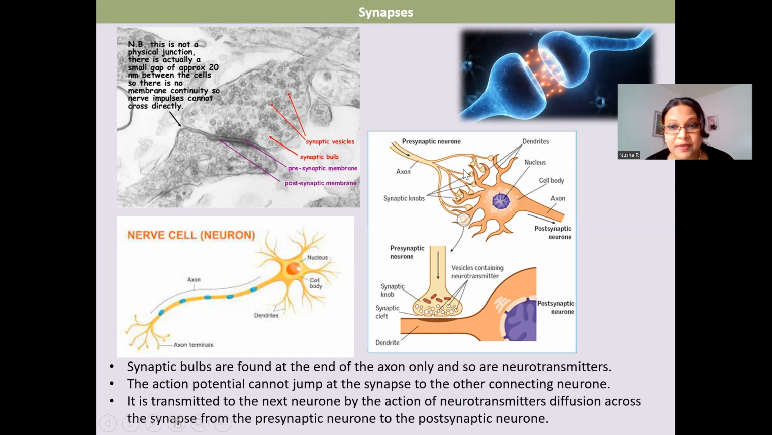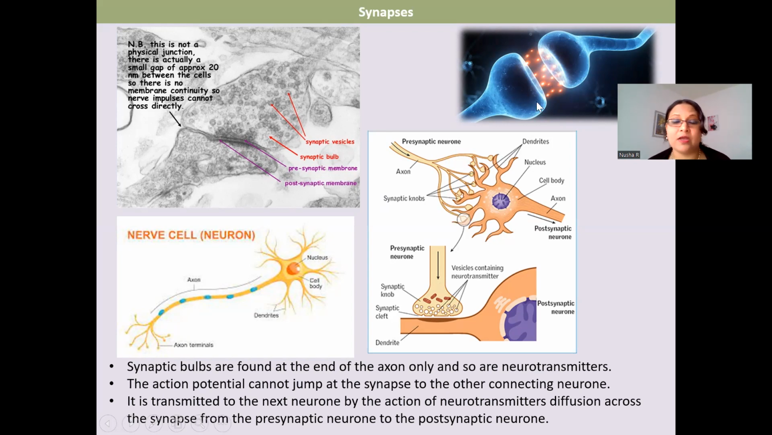So if we look at this picture here, we can see synaptic knobs. They're at the end of the axon, and they are making a little connection to the postsynaptic neuron here. So there will be terms used like presynaptic neuron, which has the nervous impulse coming to the end, to the synaptic knobs, and the next neuron, which we want to transfer the nervous impulse to, is called the postsynaptic neuron. And the whole thing here is called a synapse.